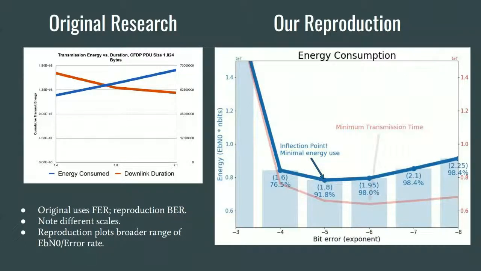Again, the results from the original are on the left. From our reproduction, this is the graph on the right. Before getting into how they compare, I'll give a little bit of an elaboration on what's going on here. It shows the energy consumed for a given downlink as a function of the energy per bit, and then it also shows a downlink duration in red. And what it shows is that there does seem to be some kind of trade-off, that if you want to get data down faster, you have to accept a higher energy consumption. And the flip side is if you want to save on energy, it's going to cost you with a higher downlink duration.